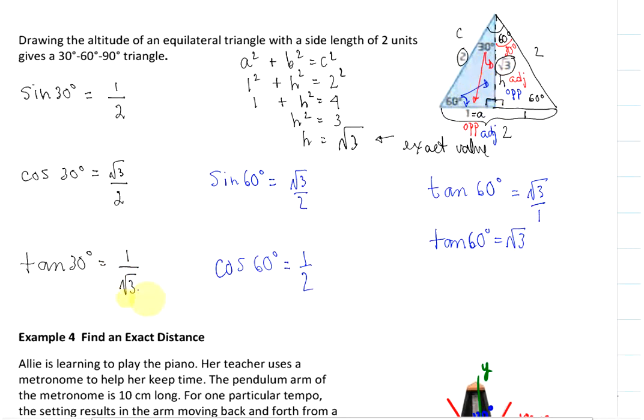Okay, and notice that your tangent of 30 degrees is a reciprocal of your tangent of 60 degrees. And that's once again because your adjacent and your opposite switch. So you do need to remember these. So probably the best way for you to do that is to memorize the 30, 60, 90 triangle. Okay, and that concludes our discussion on exact values.